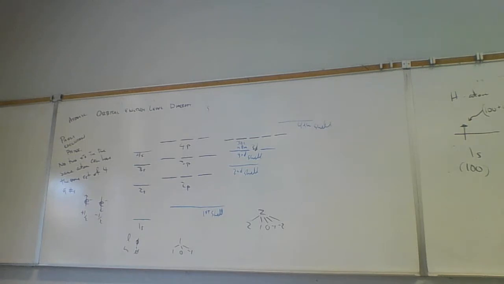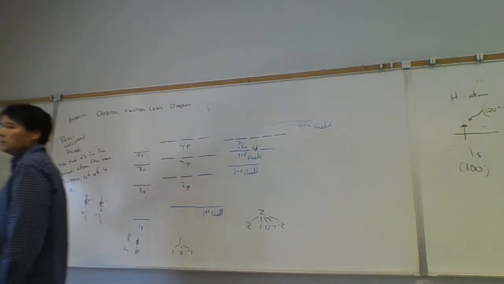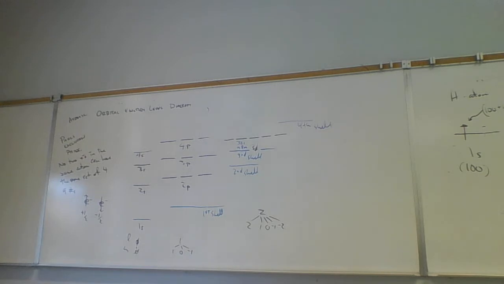Because if we had 2 electrons in there with the same spin, then those 2 electrons would have the exact same set of 4 quantum numbers, which would be a violation of the Pauli exclusion principle, or Schrodinger equation, would violate that.